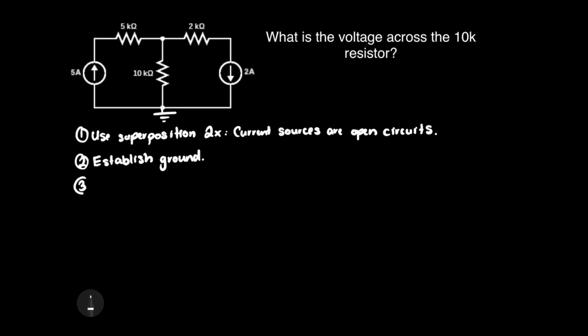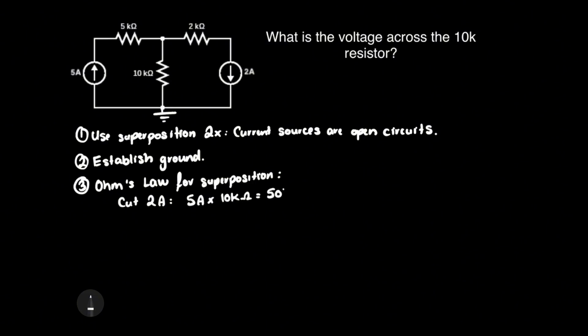Now, in step number 3, let's actually apply Ohm's law in terms of superposition. We know that we're going to apply superposition twice. So first, let's cut the 2 amp current source. We'll turn it into an open circuit. This means that 5 amp current is going to flow in a series combination through the 5K and the 10K resistor. Therefore, 5 amps times 10K ohms equals 50 kilovolts across that 10K resistor.